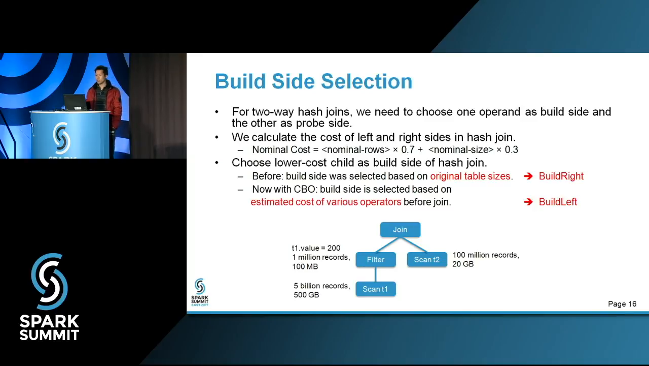But now with CBO, we can estimate the cost of various operations like filter. In this case, for example, we know that after the filter, we have 1 million records satisfying the filter condition, and the size is 100 megabytes. Then the size of the left side is actually less than the right side, so we should choose build left, and this will lead to more efficient execution for this hash join.